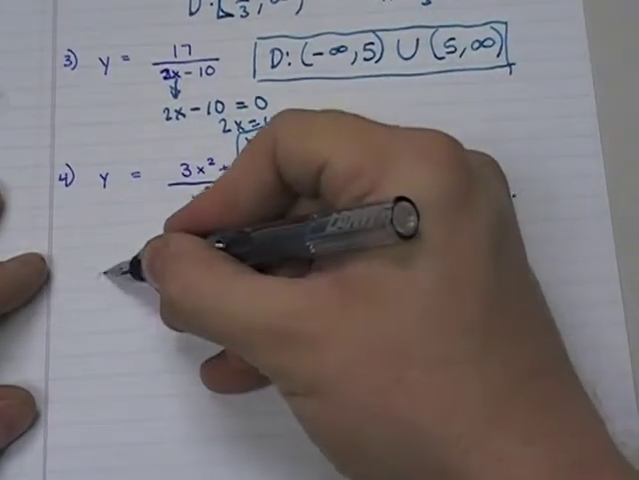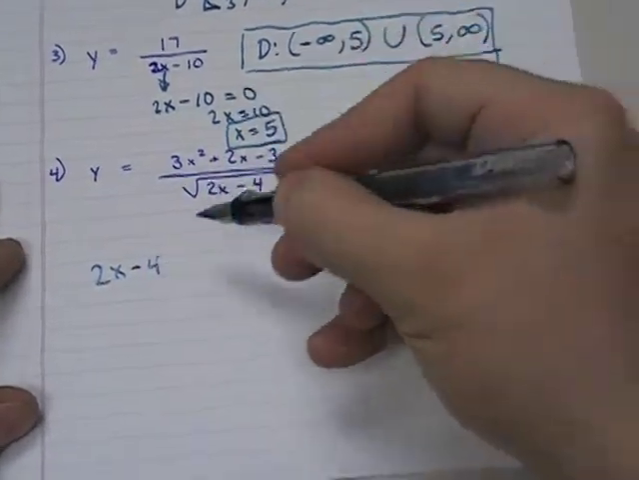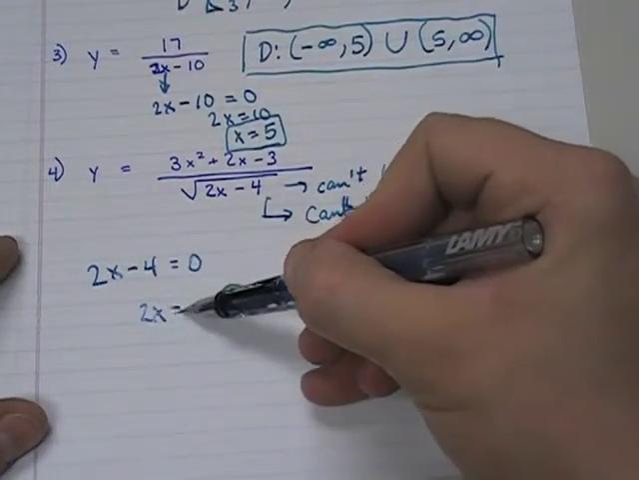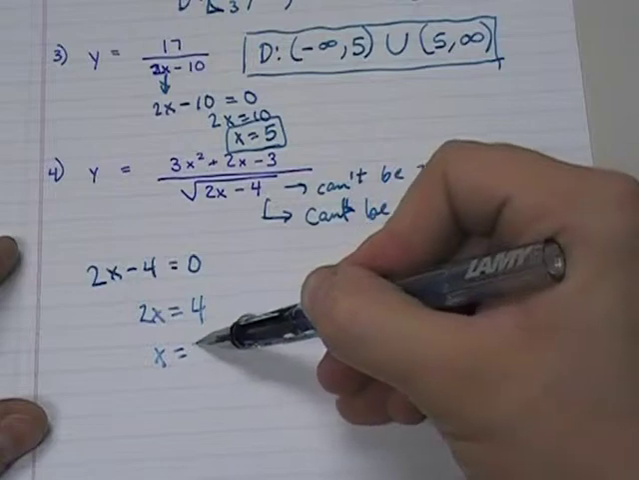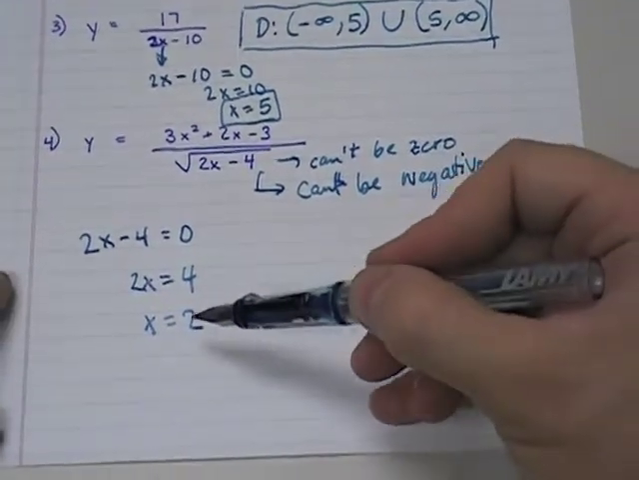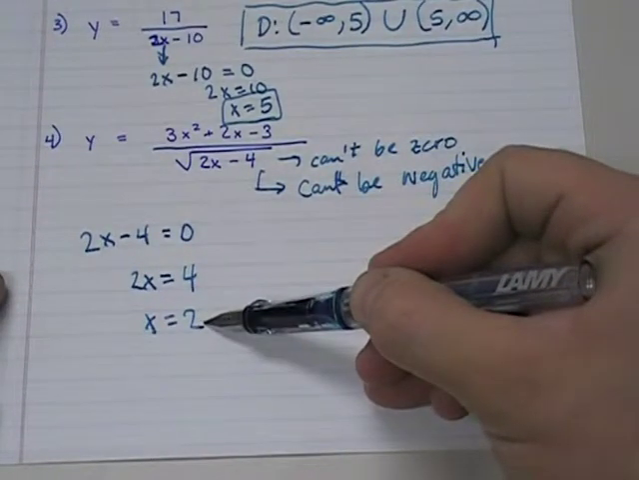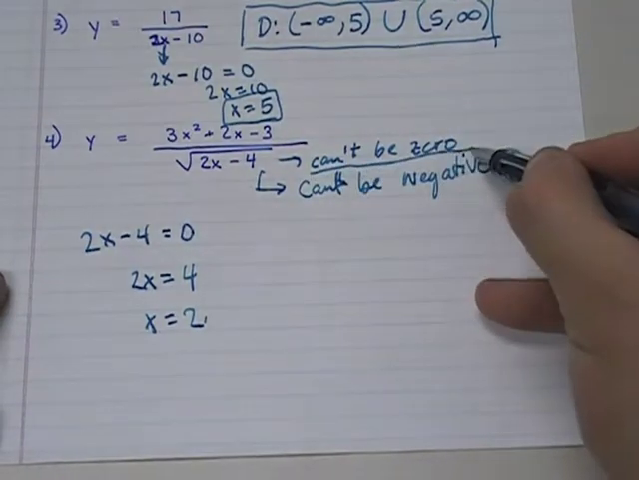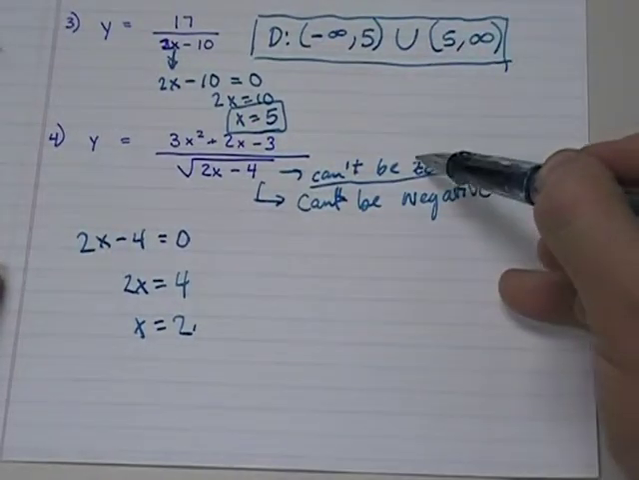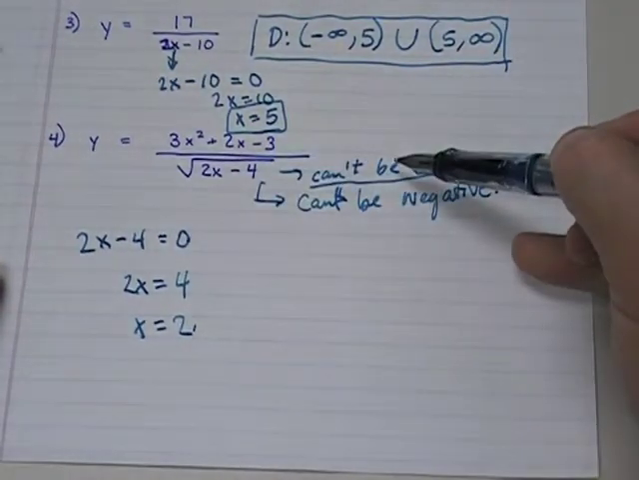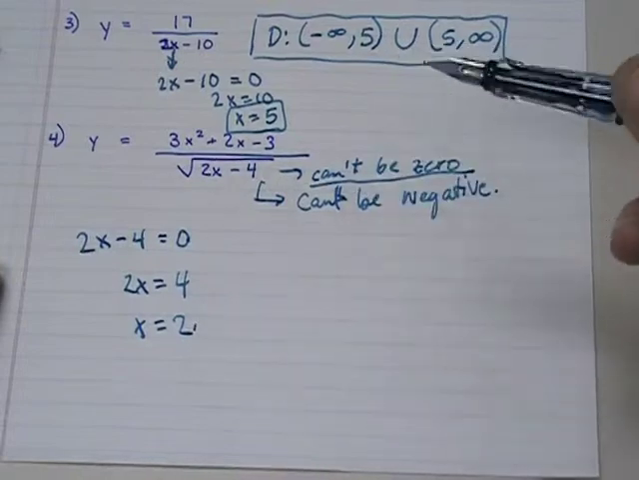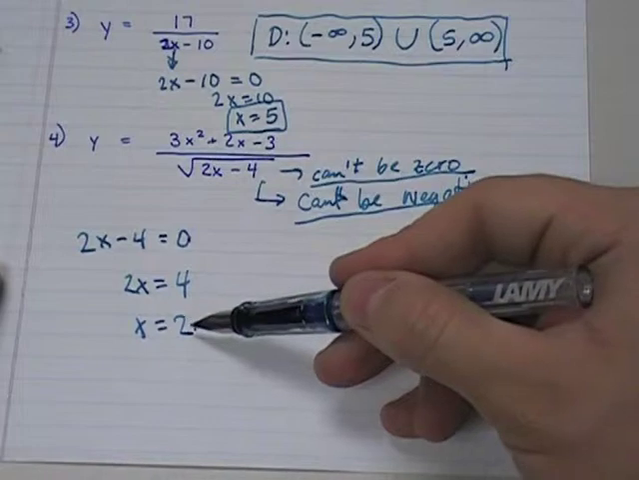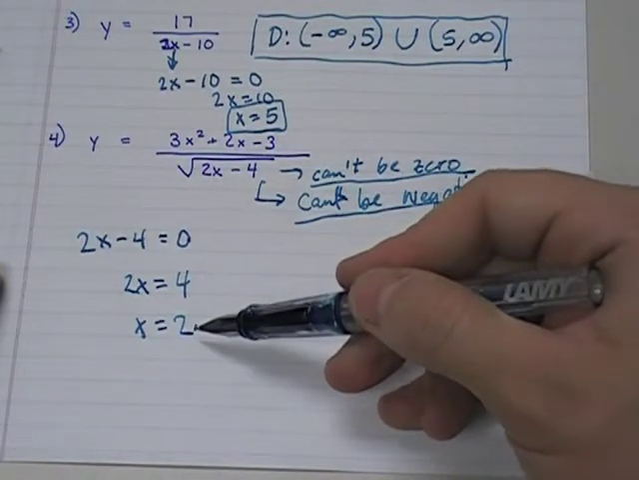Well, real easy to find. Take what's under your radical, set it equal to 0. So you get 2x equals 4, x equals 2. Now what this means is, if x equals 2, this radical will equal 0. That takes care of this. In other words, this radical can't be 0, so x can't be 2. This radical can't be negative, so x can't be anything less than 2.